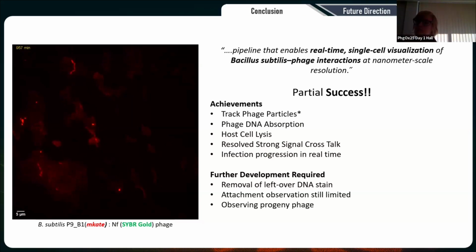However, further development for this pipeline is still required, specifically removing the leftover DNA stain in the sample, as well as attachment. Observing the attachment of phage is still a bit limited since it requires the phage to sit on the cell at the right time and at the right position. And finally, we can't observe the progeny cell that are not stained in this sense.